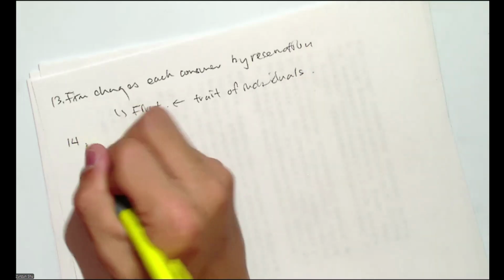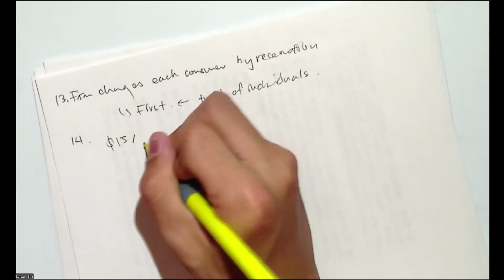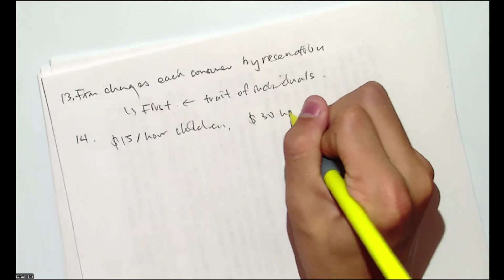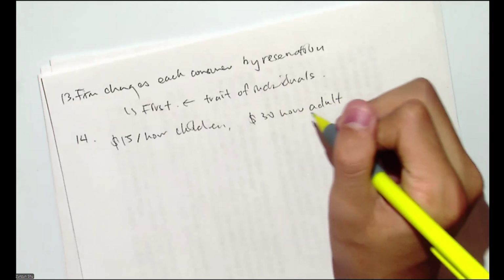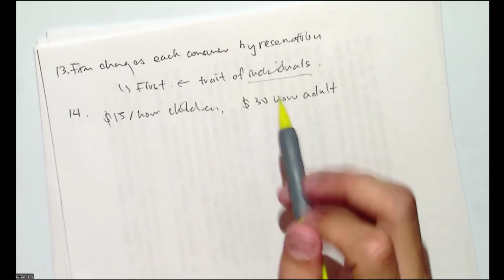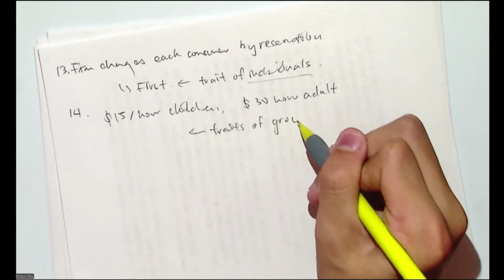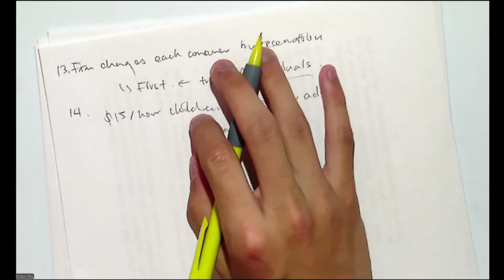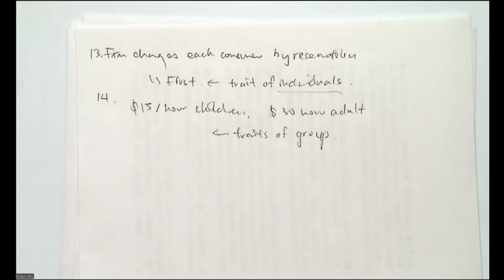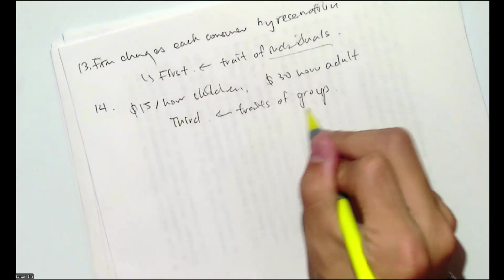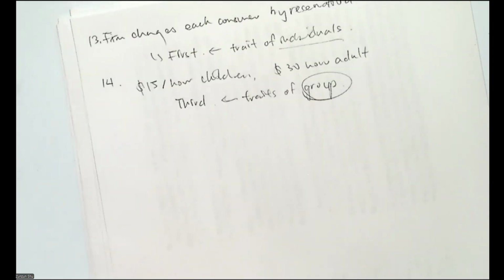Okay, 14, 15 per hour for children, 30 per hour for adults. Well, this is another type of price discrimination, right? Because instead of traits of individuals, now you're doing traits of groups, and you specifically separated the groups, right? Children are softer, so you give them 15. Adults are firmer, so you give them 30. So what type is this? Yes, it's third degree, where you charge according to the trait of a group, okay? And children, adults, very common.